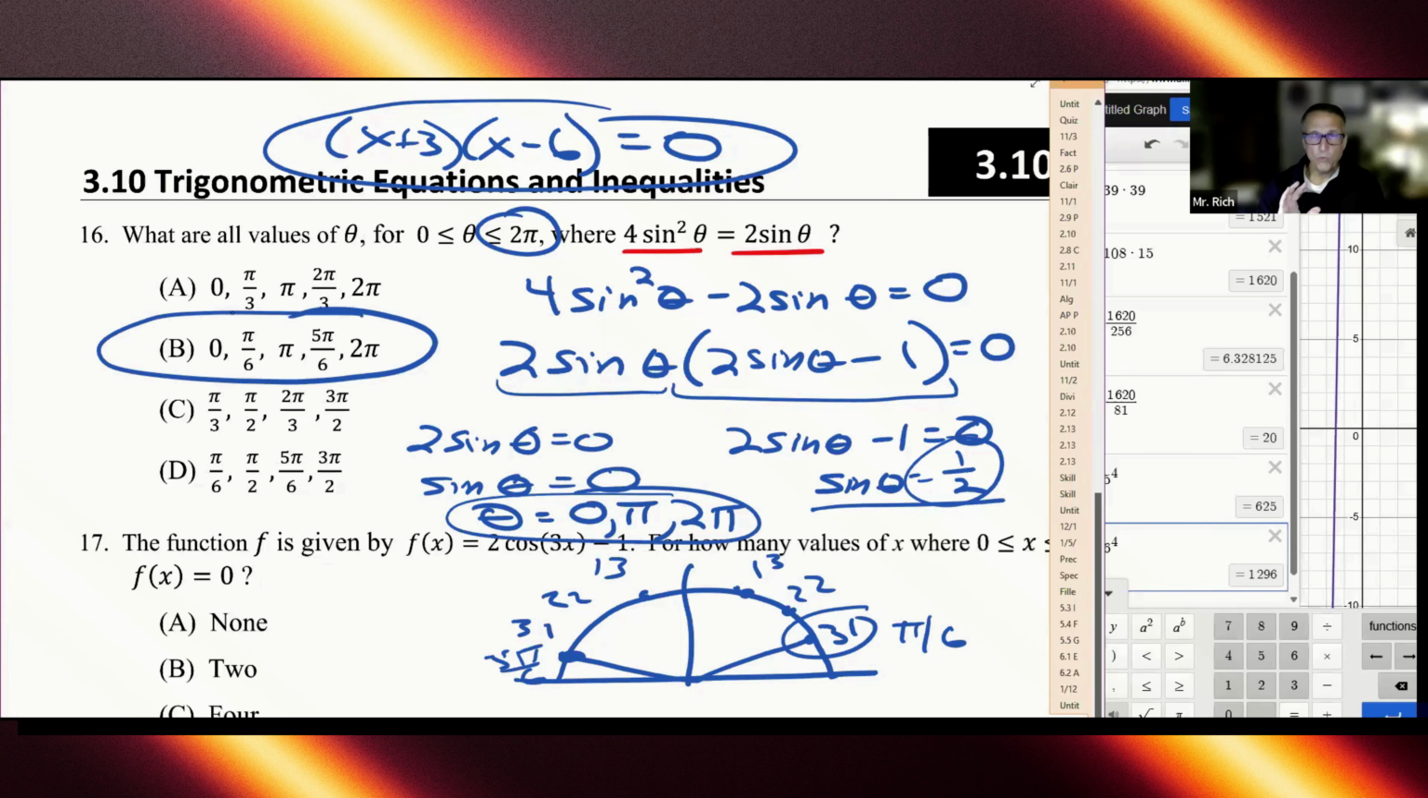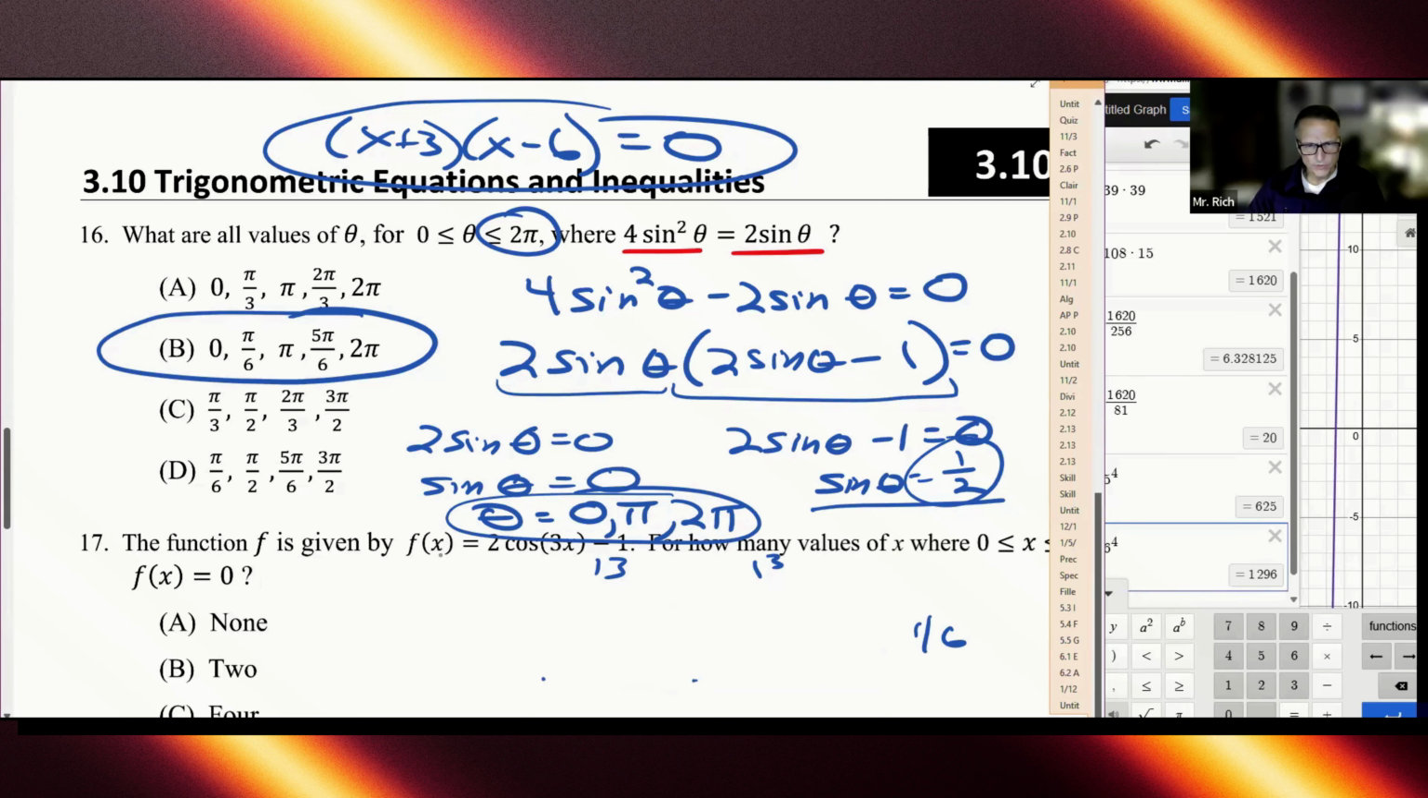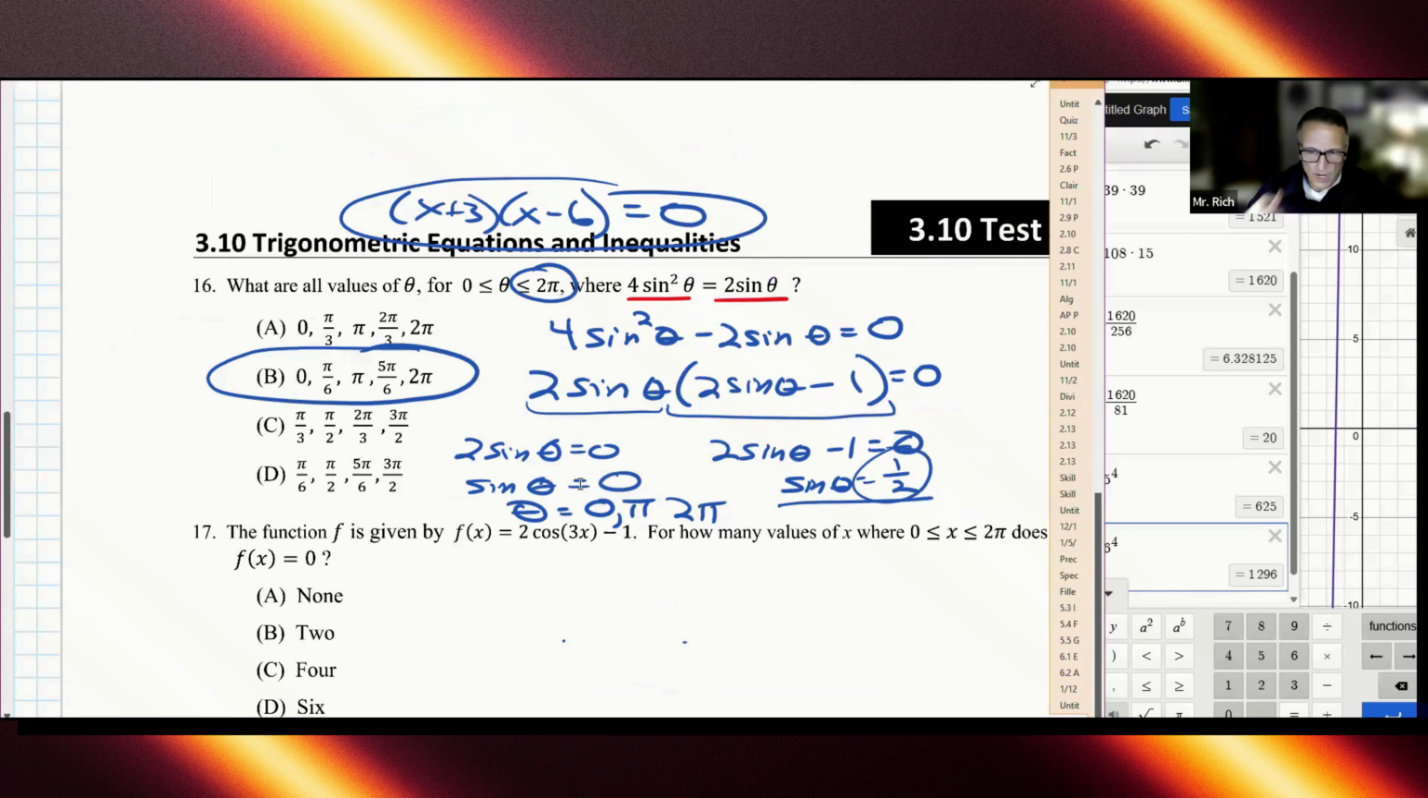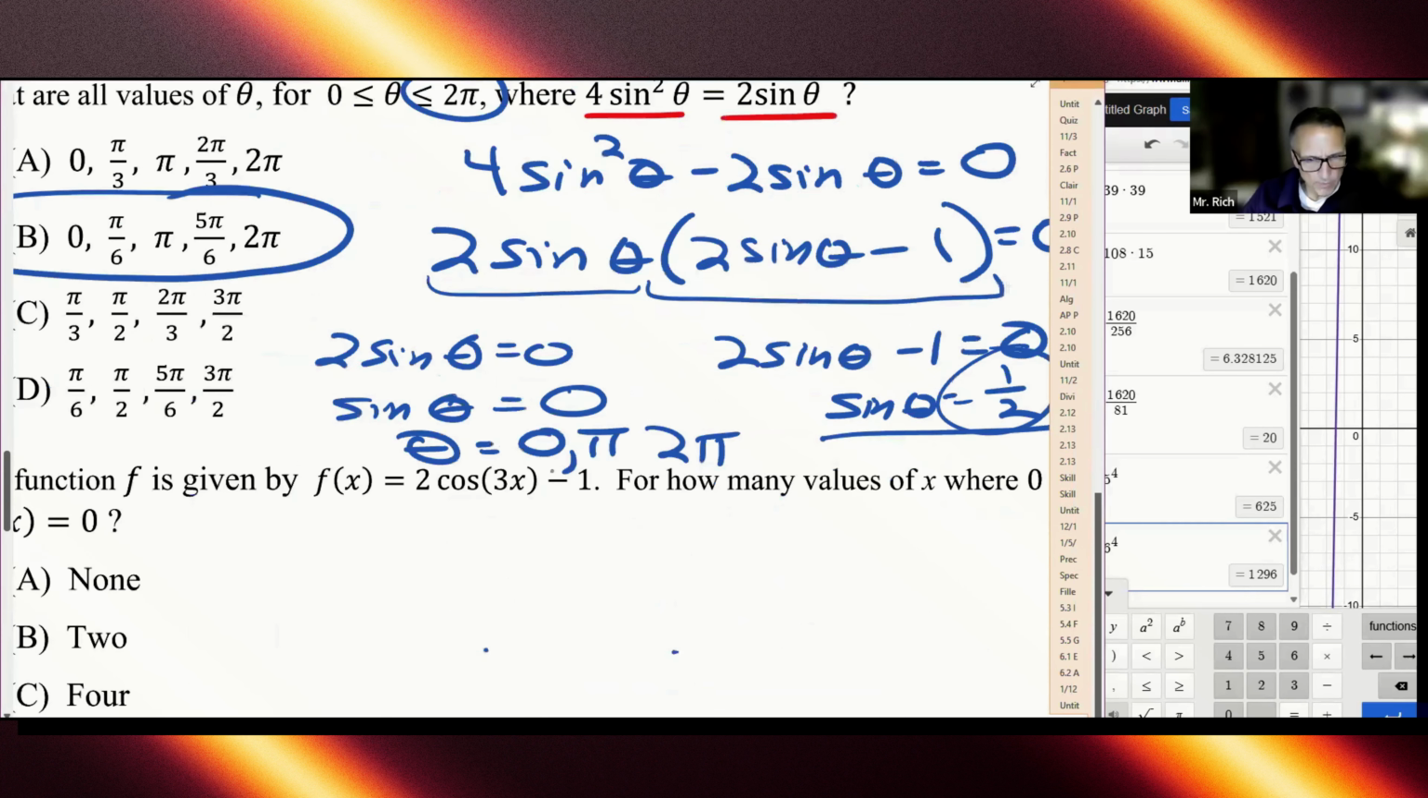All right, I'm going to show you one more, and we'll go over just a little bit here, but I want to show you this one. This is wanting me to solve the equation for what values between 0 and 2 pi is that function equal to 0, f of x equal to 0. So that means they want me to solve this equation. So if you're a pre-calc student, pay attention to this.